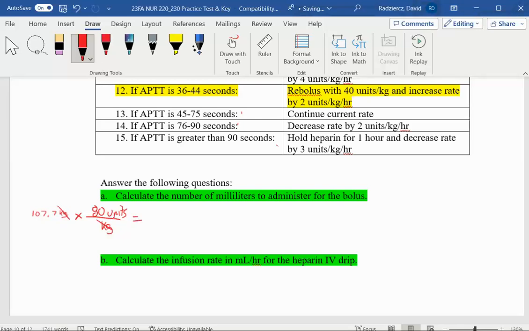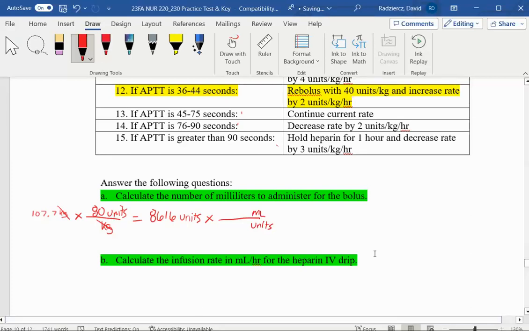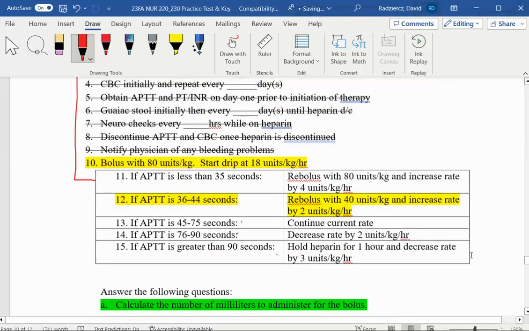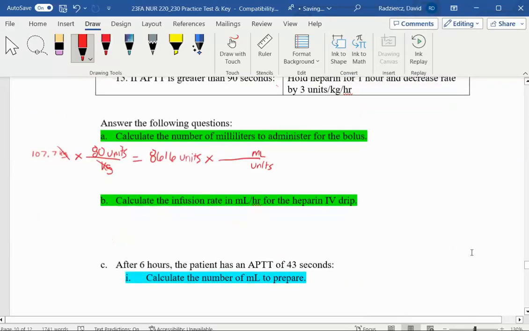So 107.7 times 80 gives me 8,616. That's units. Now, I don't want units. I want milliliters. So there must be a way to convert units to milliliters. We're talking about our bolus, so we're going to go back to our bolus dose strength. You can see it's right there, and it says 1,000 units per milliliter. So that's what I'm going to write.